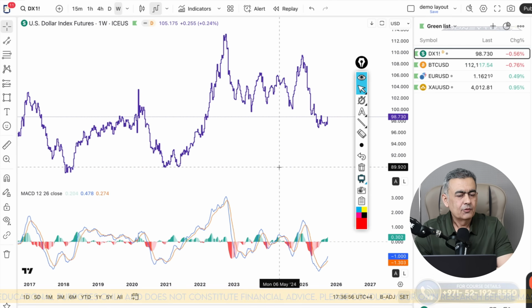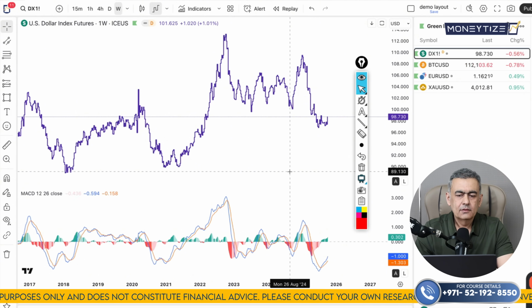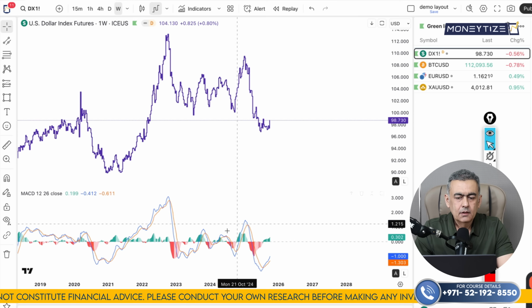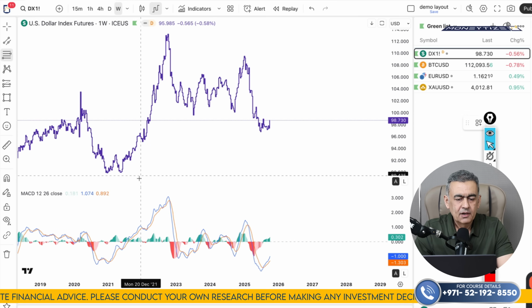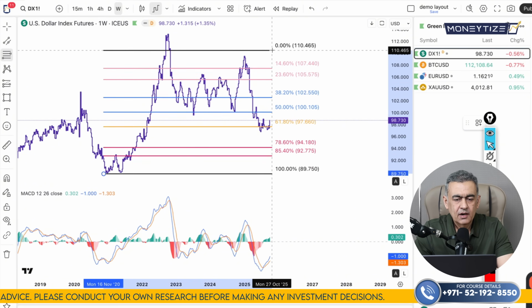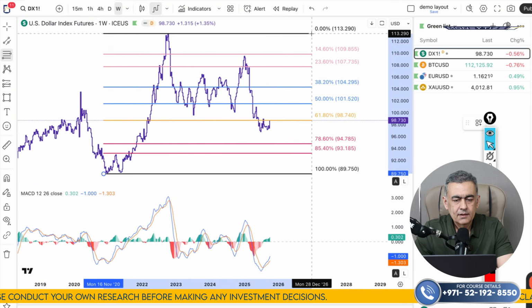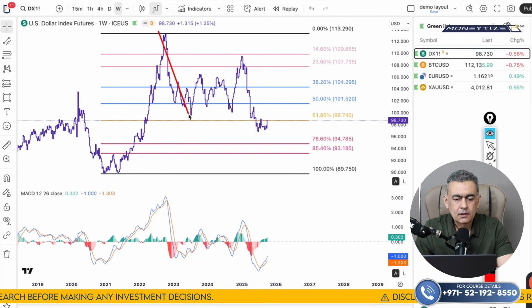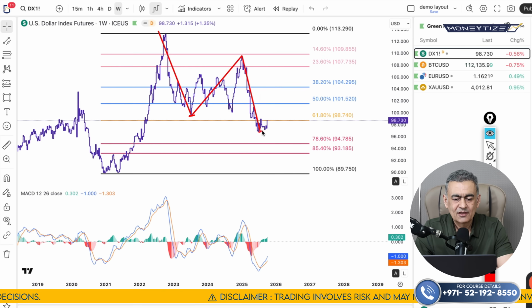So let's start our chart analysis with the dollar index. I'm going to start on the weekly frame. I am going to apply fib retracement on the previous up move, and I'm going to check the wave 1 downward. So this is the end of wave 1, basically A, this is wave B, and this is the next wave.